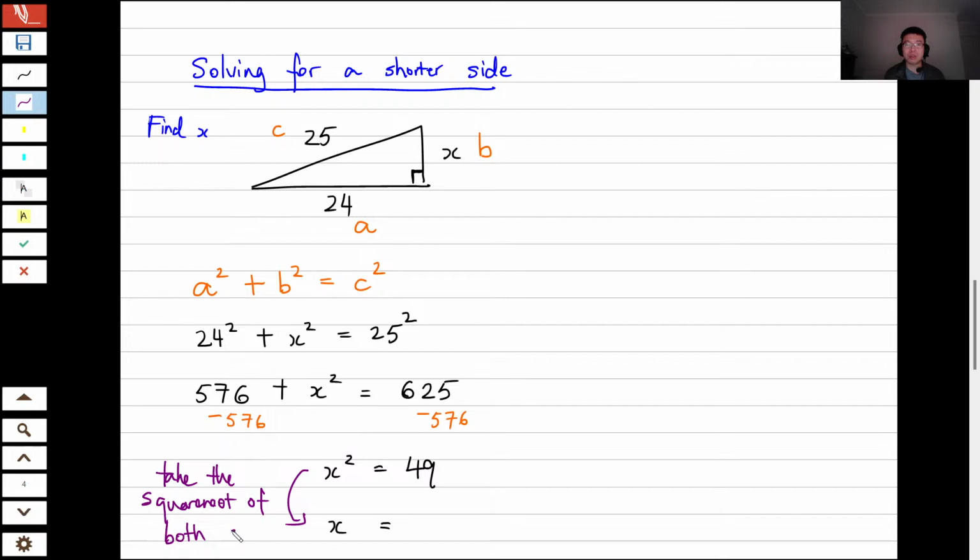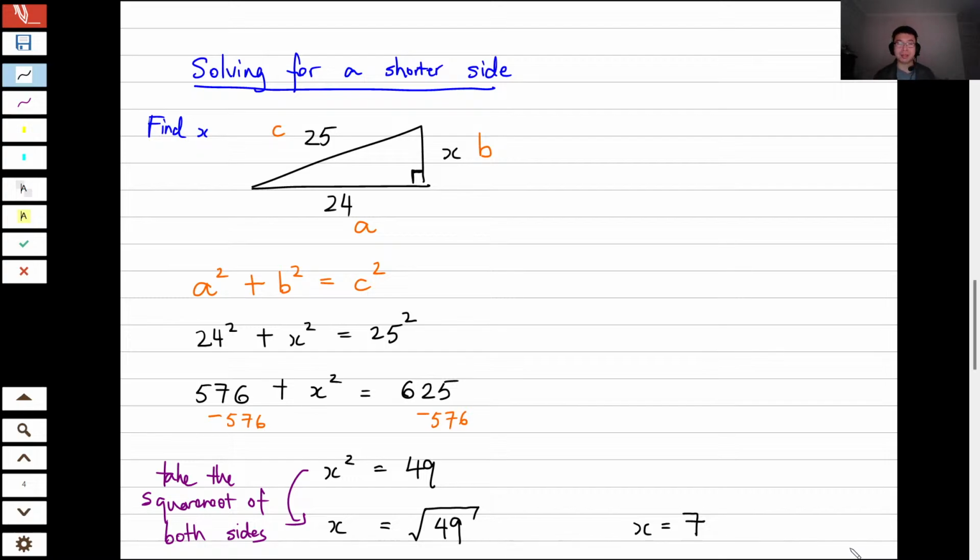So if I do something to one side of the equation, I've got to do it to the other side as well. So here I need to take the square root of 49. And in this case, you can use a calculator or your times tables knowledge. There is a number which, if I multiply that number by itself, I do get 49, and that number is 7. And we are done.